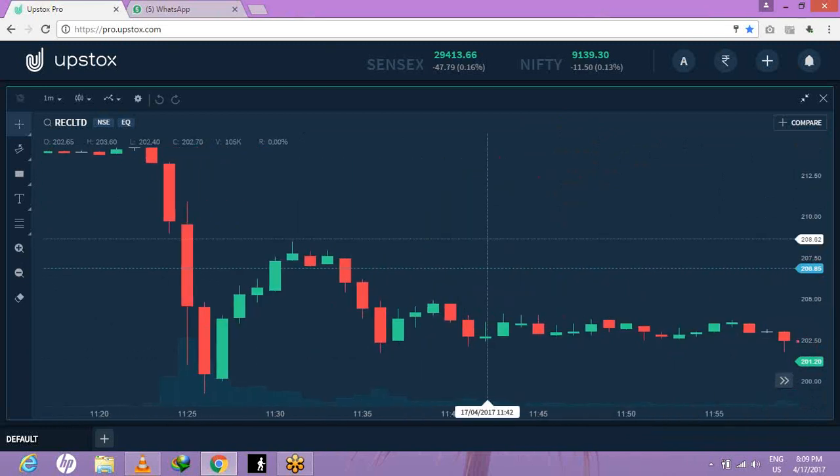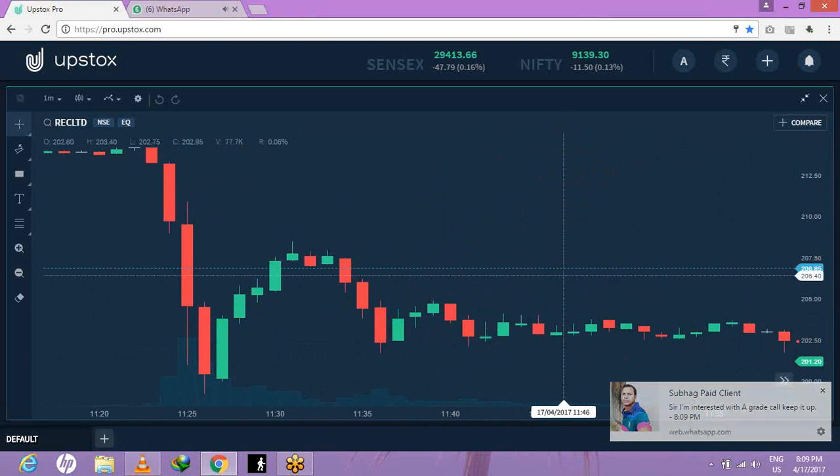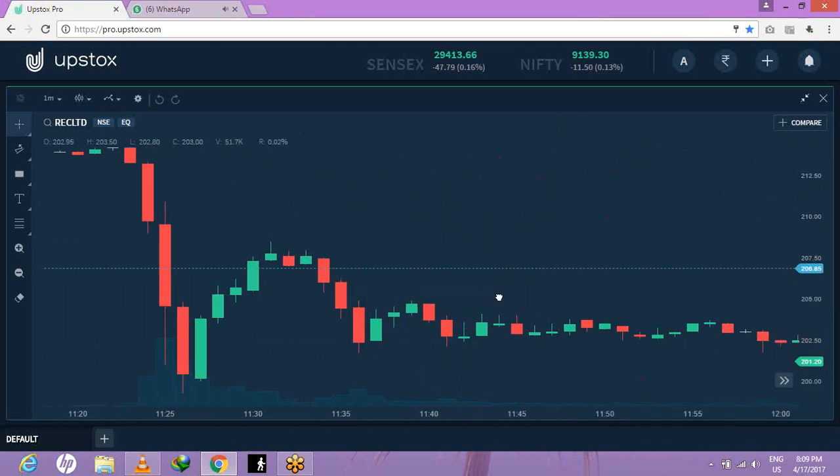Sometimes various companies create news because they want the share prices to rise. Why do they want them to rise? Since they have already bought the share at a lower level, now if they can somehow push the share price to some higher level, then they can book a decent amount of profit, right?